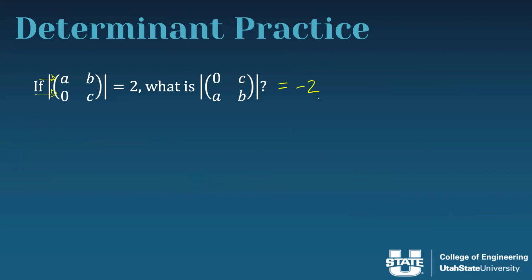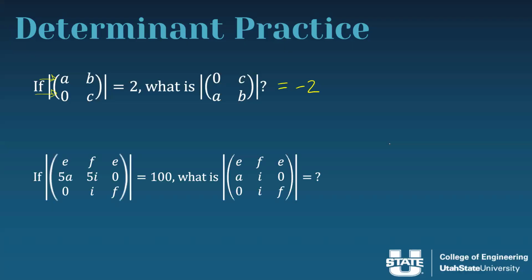Right, -2. So it's just every time we swap the sign as well. And then another quick conceptual: if we have this matrix where we have these 5s scaled in here and the determinant is 100, what would be the determinant where those 5s are taken out? It would be 20, right, divided by 5, because we divided the A and the I by 5, right? So it's the same procedure on that. So that'd be 20, right?